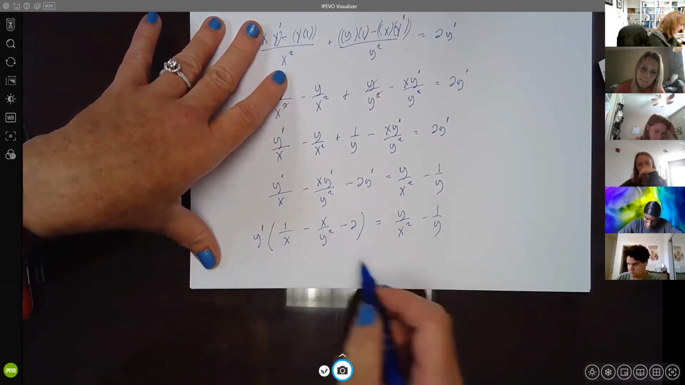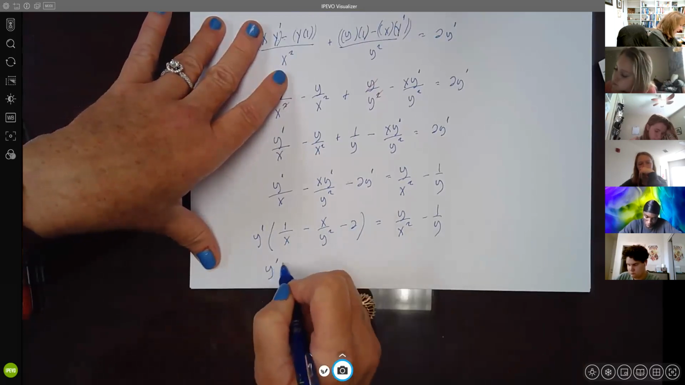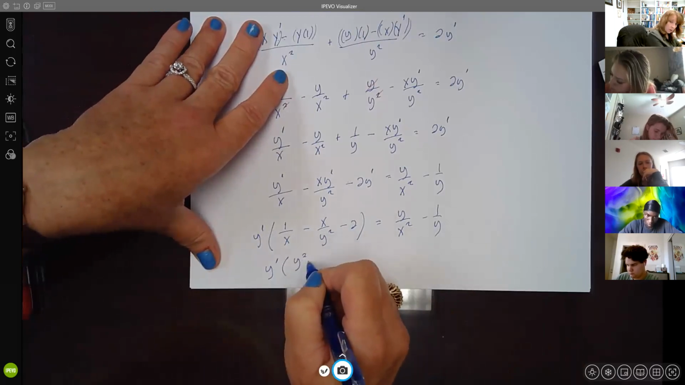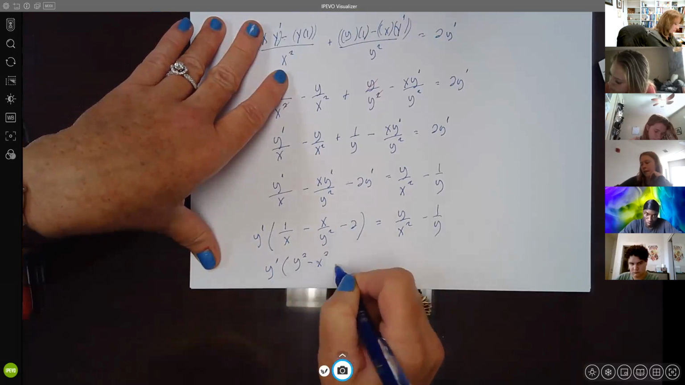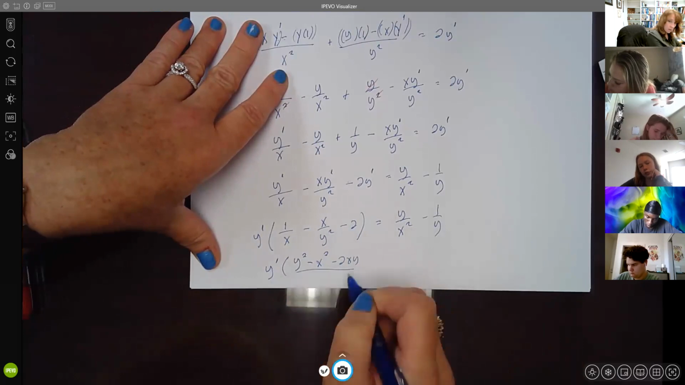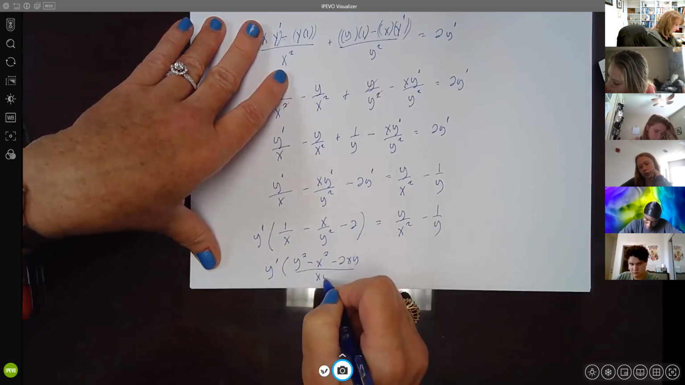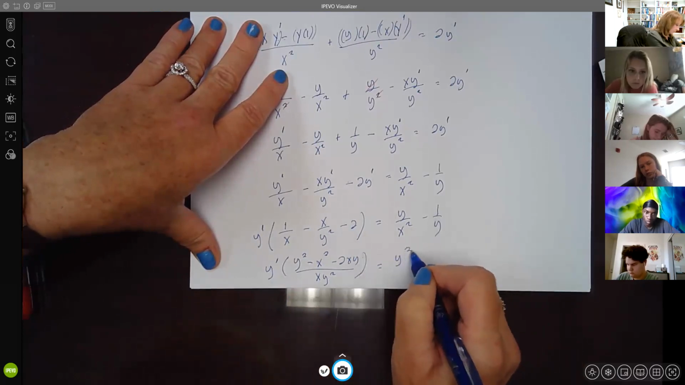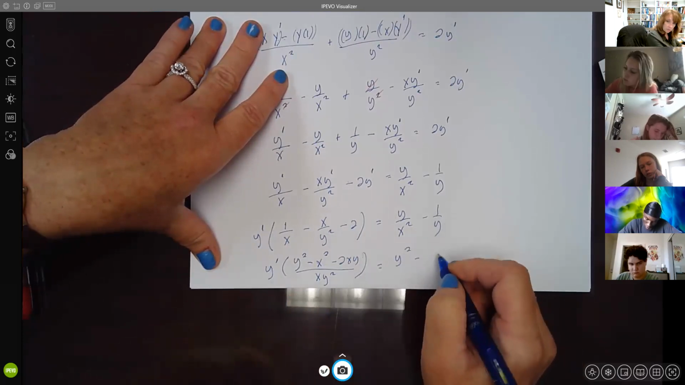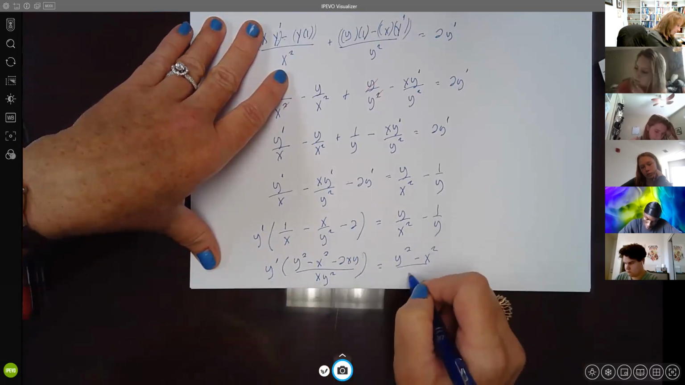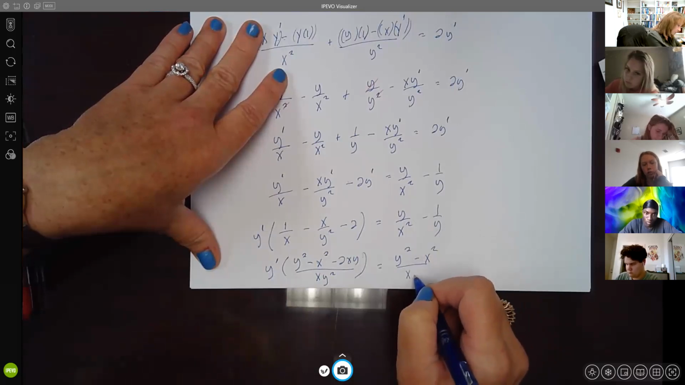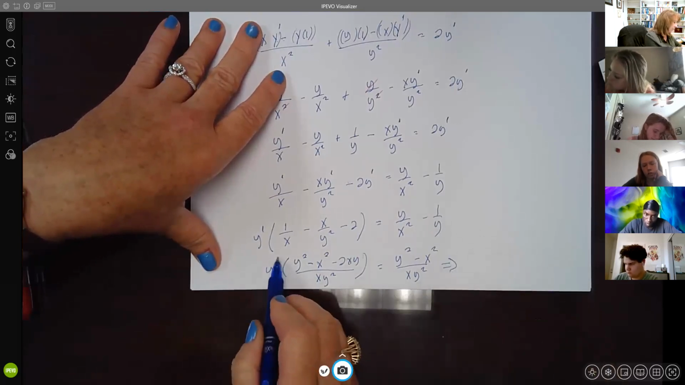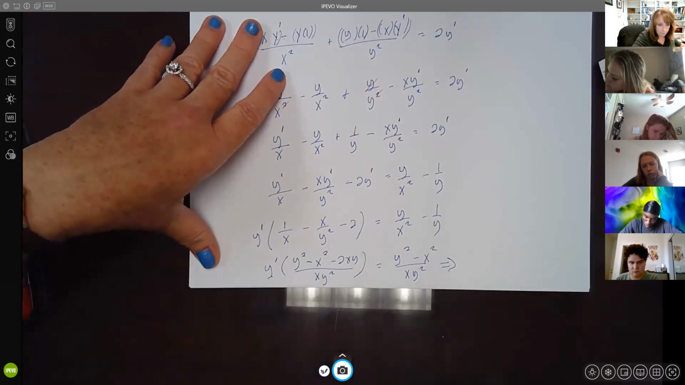In any case, what this would end up giving you is y prime times y squared minus x squared minus 2xy all over the common denominator of xy squared, equals y squared minus x squared all over the common denominator of xy squared. And that would imply, if you were to isolate y prime, make sure you can see that.